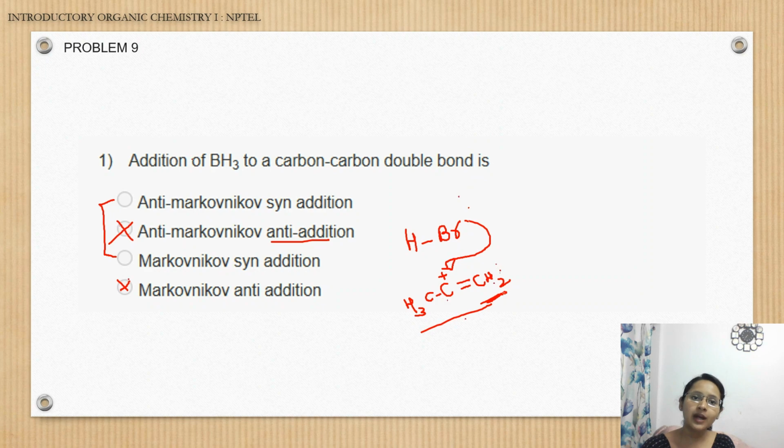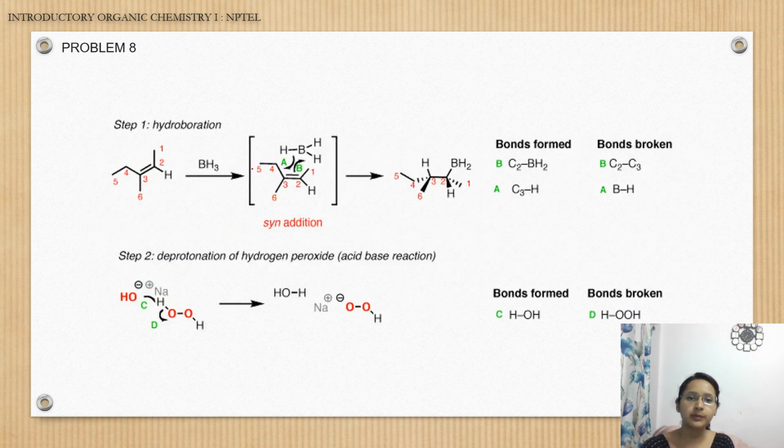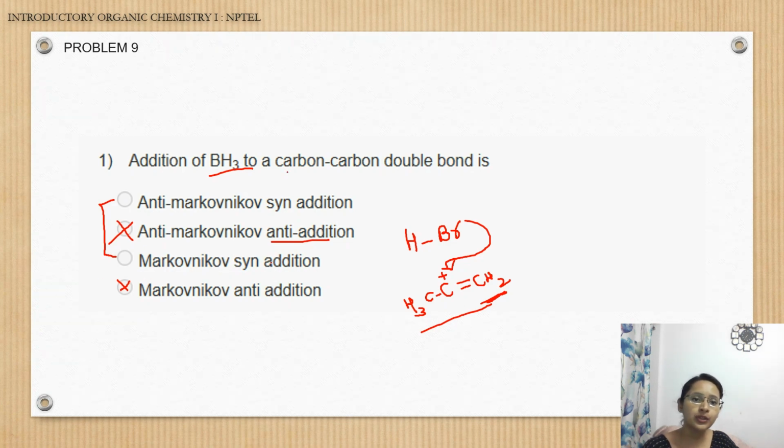So now here you have to figure out the addition of BH3 to a carbon-carbon double bond. Here the negative part is this hydrogen. Which carbon is it adding to? The one bearing fewer hydrogens, that is, the more substituted carbon. So here also the negative part adds on the more substituted carbon, having the lesser number of hydrogens. So it is following the Markovnikov syn addition, not the anti-Markovnikov syn addition.